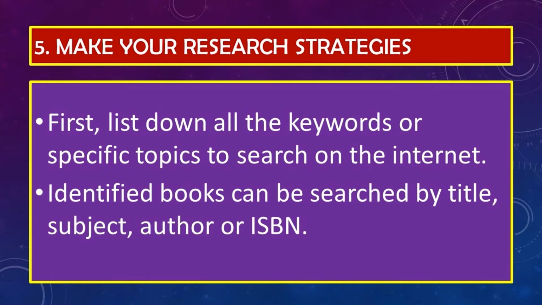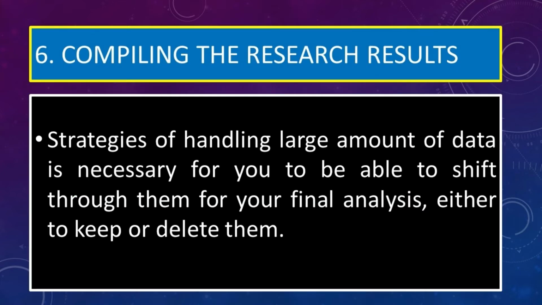Fifth step, make your research strategies. First, list down all the keywords or specific topics to search on the internet. Identified books can be searched by title, subject, author, or ISBN. Sixth, compiling the research results. The internet has an enormous wealth of information that can be overwhelming. Strategies of handling large amounts of data are necessary for you to be able to sift through them for your final analysis, either to keep or delete them.